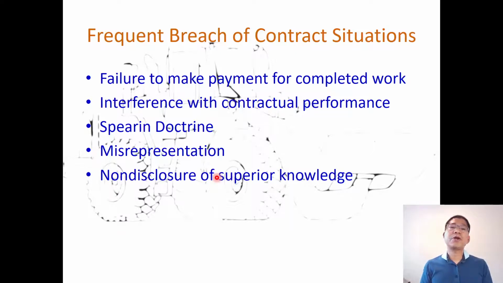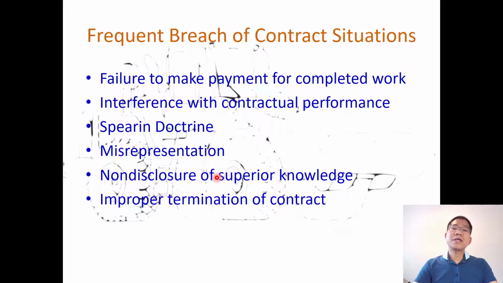Non-disclosure of superior knowledge. So you have a geotechnical report, and you know that the soil condition in that area may need extra stabilization, but you hide that information before you go to bid, and then at the end the contract faces many issues in that area, and you breach the contract. You need to disclose that. Improper termination of the contract: the contractor does the work, but the owner says, oh, I don't like it, I'll find another good contractor, let's terminate that. That may constitute breach of contract.